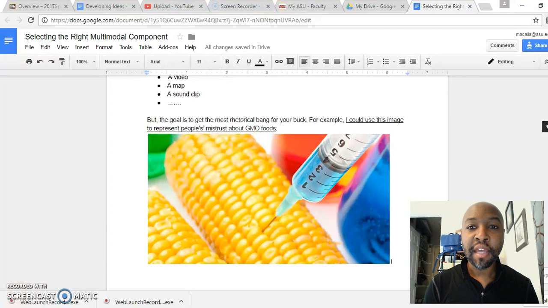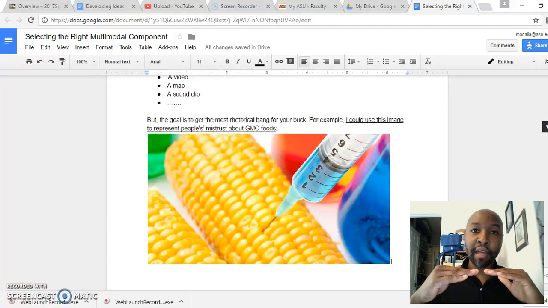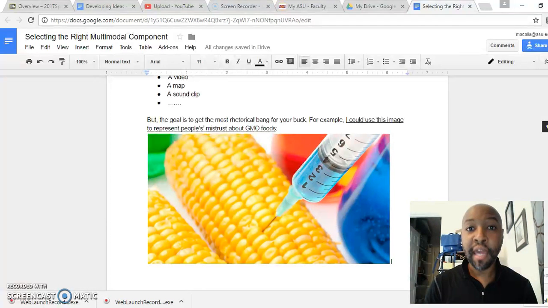But if I think about that, does it really match the claim I'm trying to get across, that people distrust GMO food? The answer is not really. It shows that there's a syringe being shot into corn, but it doesn't really get to people's perceptions. This is about matching your main point with the multimedia component. You want to make sure they're on the same level, that they align, so that whatever you're trying to get across actually is supported with that visual.